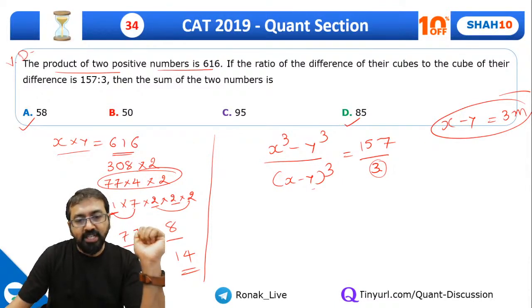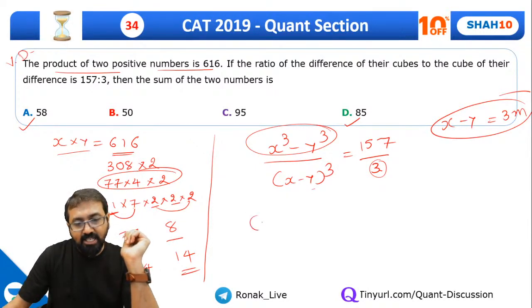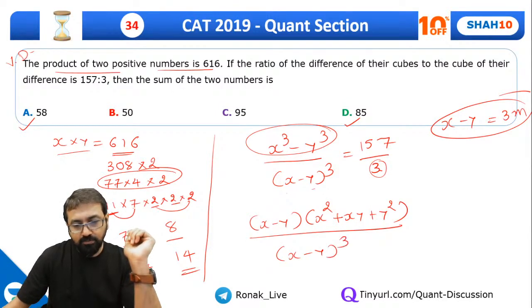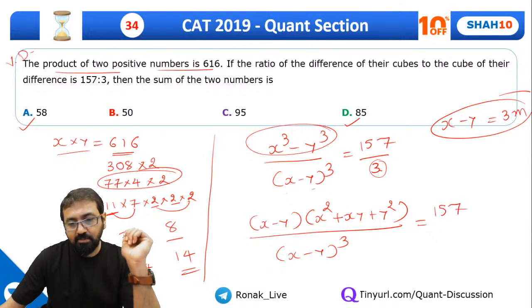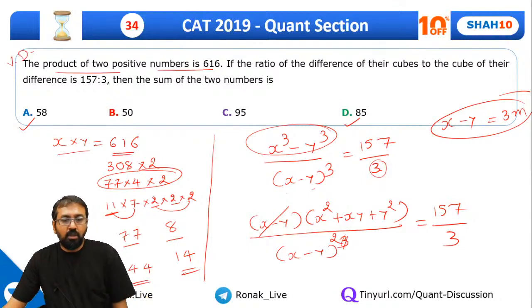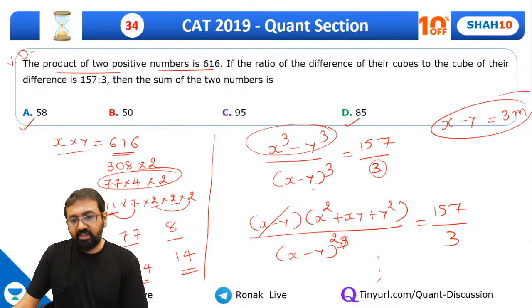So now what you can do is factorize this thing. What will be the factor of X cube minus Y cube, right? It will be (X minus Y) into (X square plus XY plus Y square) upon (X minus Y) whole cube, equal to 157 by 3. Further, this will get cancelled off, so you'll be left with 2 powers over here, and then you can just solve them and try to convert them into some perfect square or so. This is the only way you can proceed in this question, but no direct way.